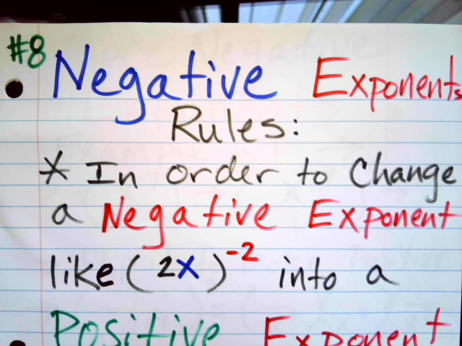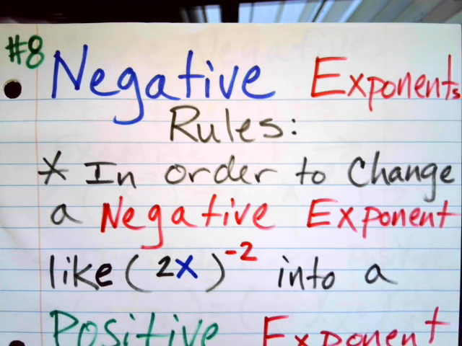I'd like to go over the negative exponents rule. I know I've shown you some examples in past videos. I'm feeling a little guilty I didn't quite introduce this to you earlier, but hey, it's never too late, right?